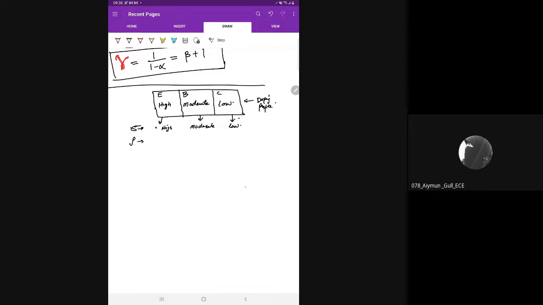So if conductivity is high in the emitter, then resistivity is low. 1 by rho is inversely proportional to sigma. So the emitter's is low and the base's is moderate. Then you have moderate resistivity in the base, and you have high resistivity in the collector.